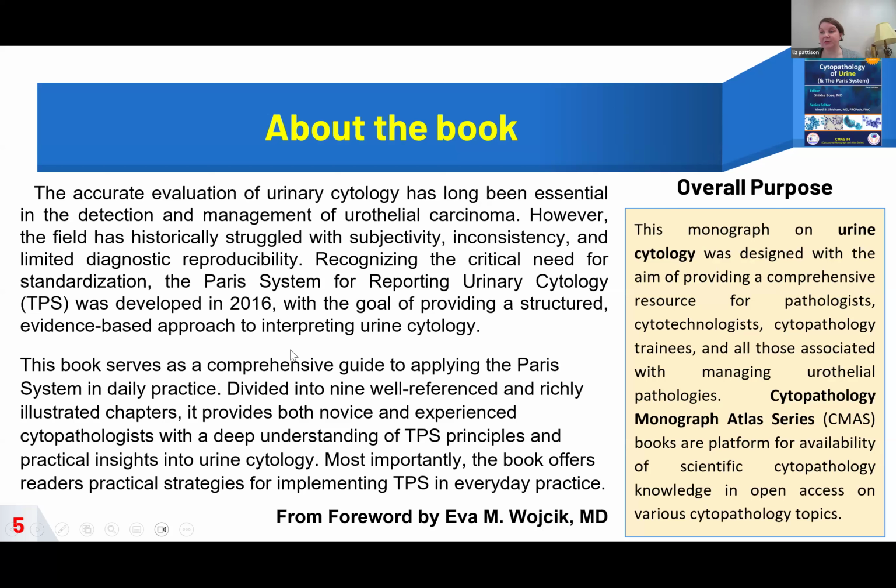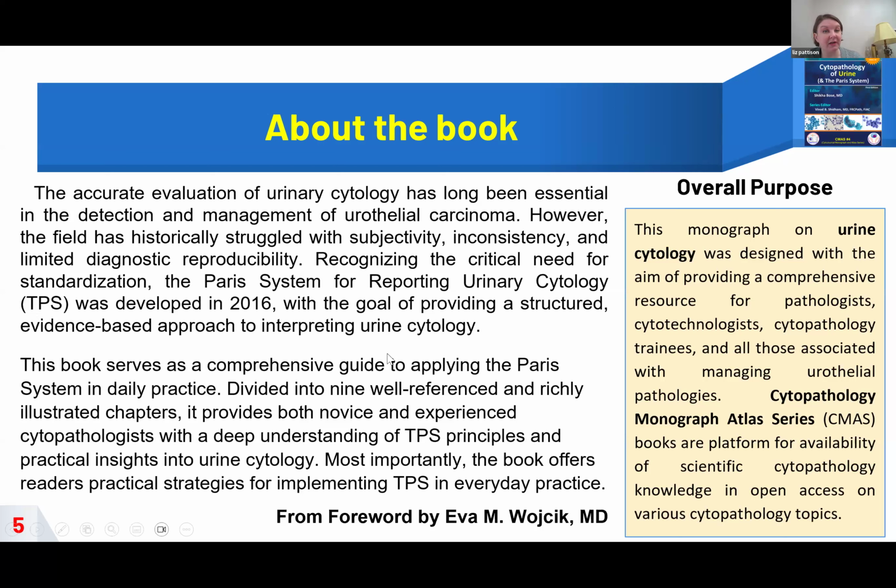So we will go into a little bit about the book, Urine Cytology. As forwarded by Dr. Wojcik, the accurate evaluation of urinary cytology has long been essential in the detection and management of urothelial carcinoma. However, the field has historically struggled with subjectivity, inconsistency, and limited diagnostic reproducibility. Recognizing the critical need for standardization, the PARIS system for reporting urinary cytology, or TPS, was developed in 2016 with the goal of providing a structured, evidence-based approach to interpreting urine cytology.